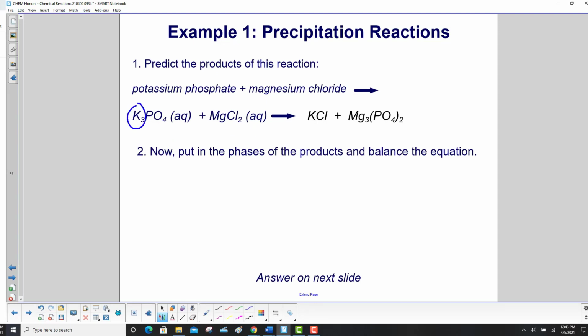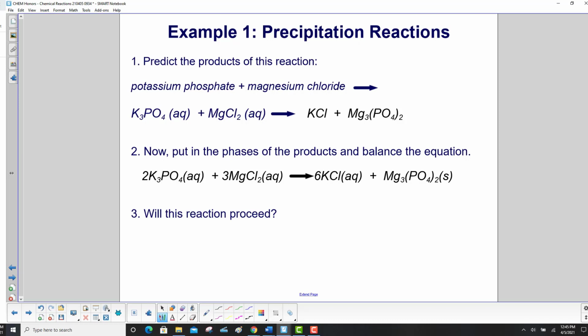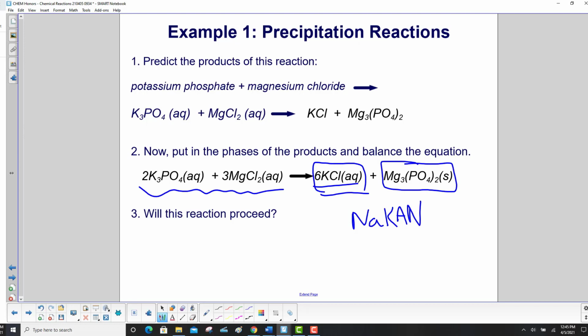Potassium is going to switch from having phosphate to having chloride, and the magnesium will then group with phosphate. Next, put in the phases of the products, whether they're aqueous or solid, and balance the equation. On the left-hand side, we have two aqueous compounds that are mixed together. From our little reminder, NaKAN, what do we see there? We see that potassium is soluble, so potassium chloride will be aqueous, leaving magnesium phosphate as our solid or precipitate.